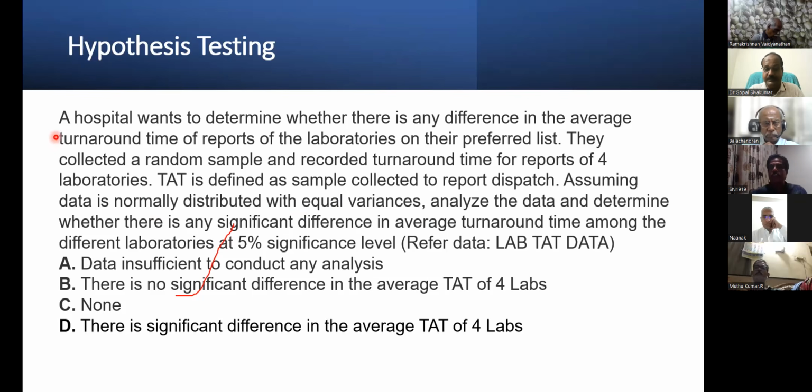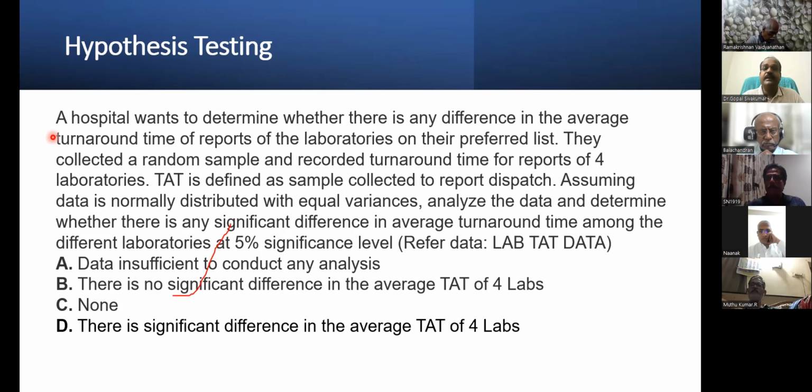The data is given in the Excel file which I shared. You can copy paste the data, feed it in Minitab, and try to generate the p-value. If the p-value is less than 0.05, yes, it is significant. If the p-value is more than 0.05, it is not significant. You don't have to believe the difference. If p-value is less than 0.05, you can believe the difference you are seeing in your data.